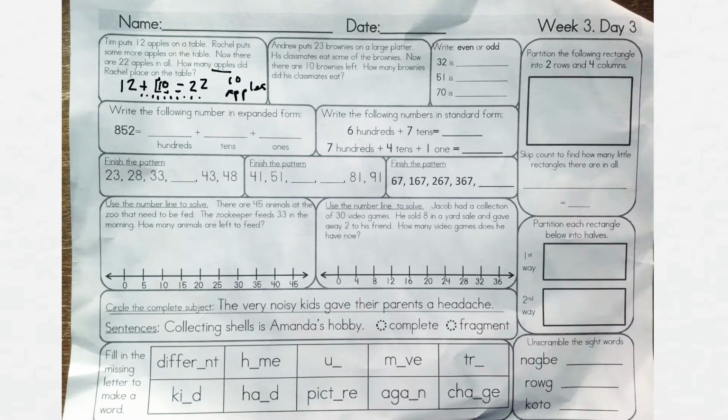Moving over here to Andrew. Andrew puts 23 brownies on a platter. His classmates eat some brownies. Now there are 10 left. How many brownies did his classmates eat?